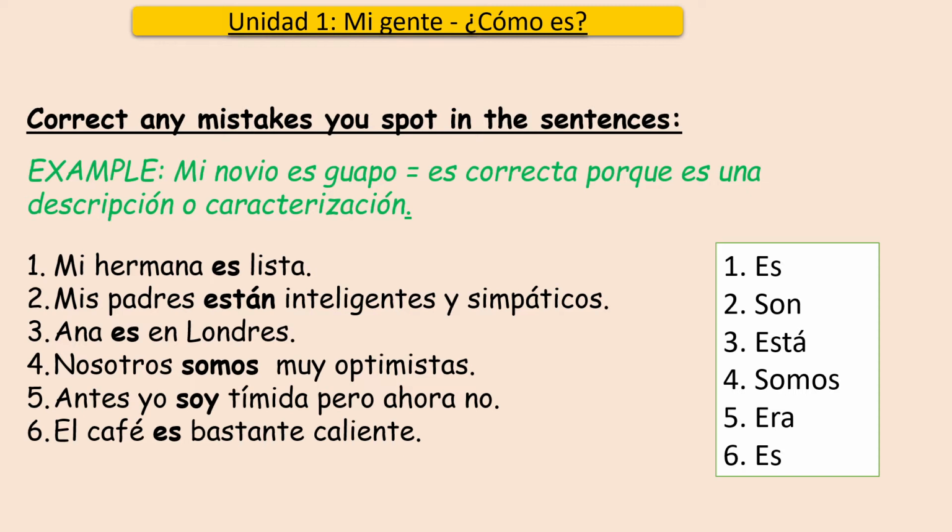Nosotros somos muy optimistas. That's correct. No mistakes there. We would leave it as it is because we're saying we are optimistic people. Number 5. Antes yo soy tímida, pero ahora no. The word we need to be changing here is soy to era, because the time phrase antes means before, but not specifically in the past, so we're going to be going into the imperfect tense, era. And the last one, el café es bastante caliente. This one's absolutely fine as it is to say the coffee is quite hot.